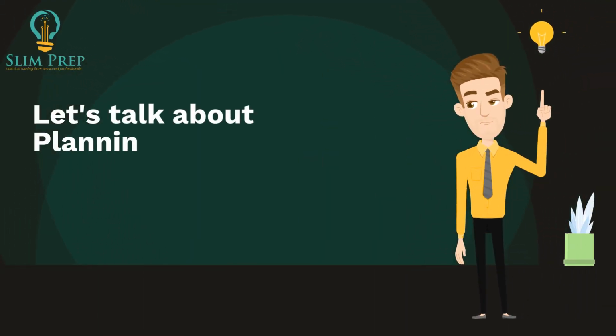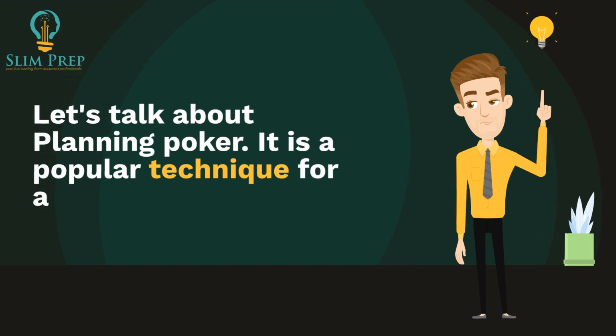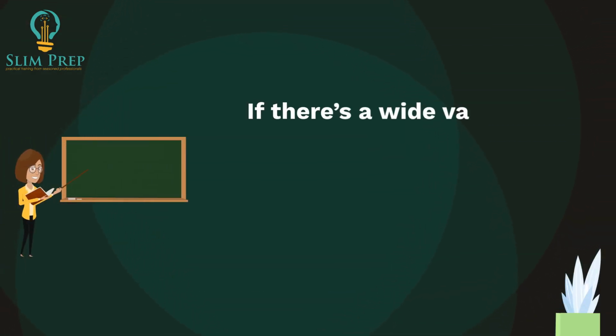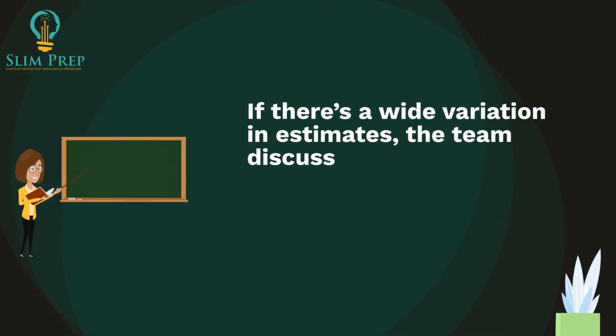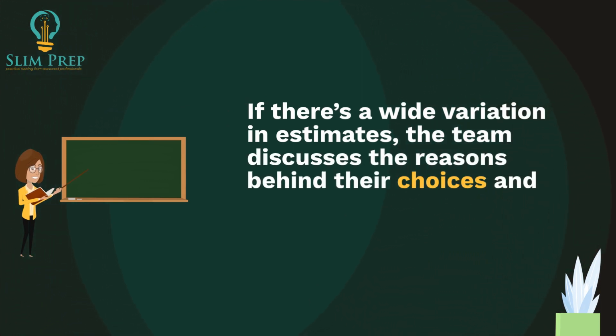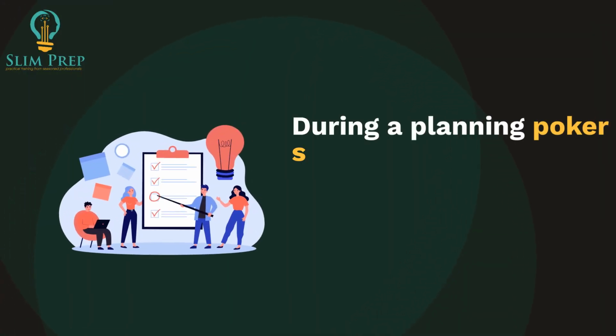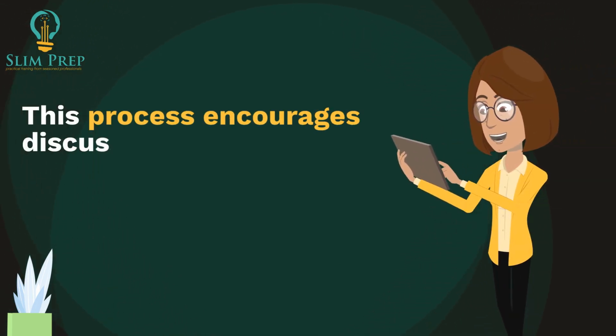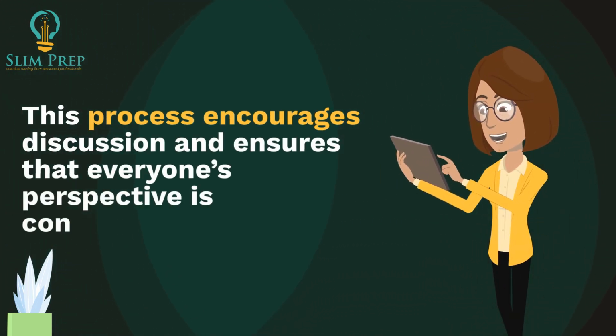Let's talk about planning poker. It is a popular technique for achieving consensus on estimates. Each team member selects a card with their estimate, and everyone reveals their cards at the same time. If there's a wide variation in estimates, the team discusses the reasons behind their choices and re-estimates until they reach a consensus. During a planning poker session, team members use cards to estimate the effort required for each task. This process encourages discussion and ensures that everyone's perspective is considered.